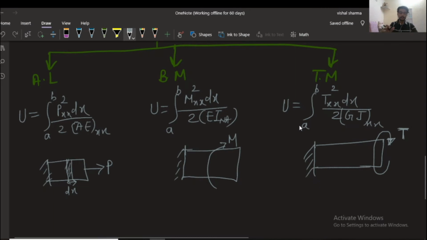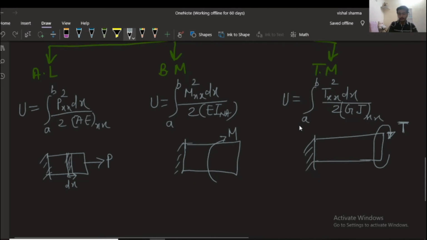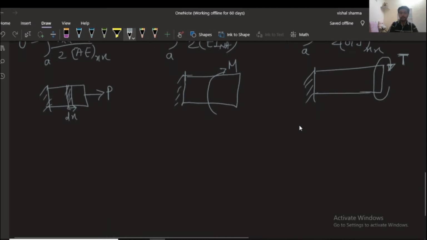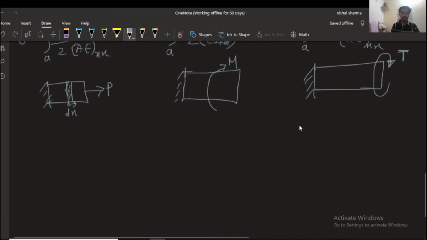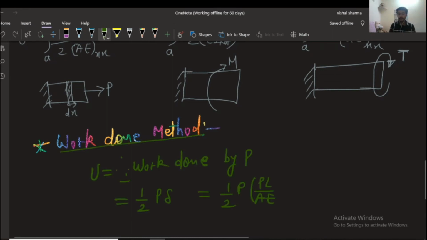So all the three cases we have considered. There is another method to find the strain energy of any bar. It is the general formula which is given by the work done method. The work done method to find out the strain energy is given by U equals 1 by 2 P delta, and we know that for the axial load the delta is given by PL by AE.